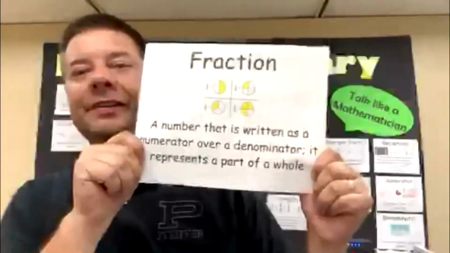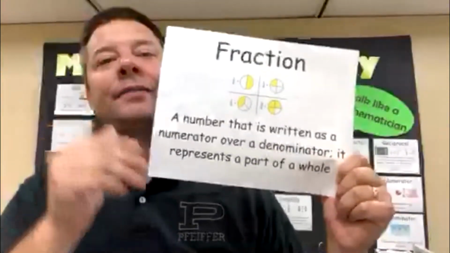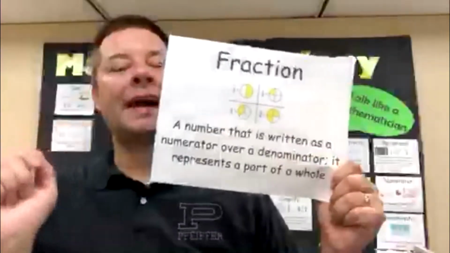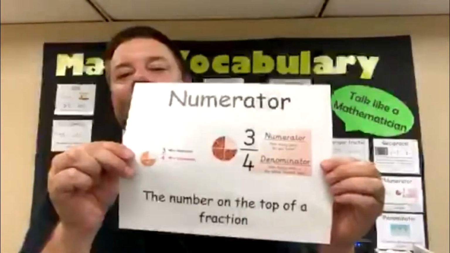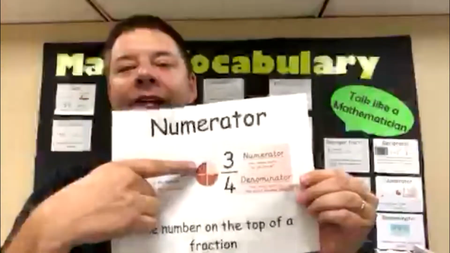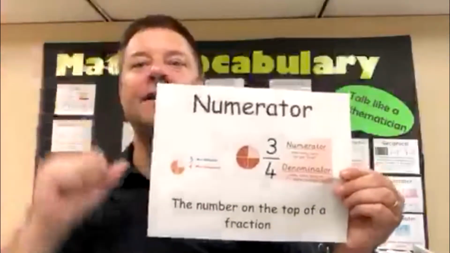So if I have a pizza, because I love pizza, and I eat half of that pizza, I ate a fraction of the whole pizza. I ate 1/2 of that pizza. And fractions are always made up of two specific things. First, we have a numerator. That would be the number on top. So in the number 1/2, we have 1 as our numerator.